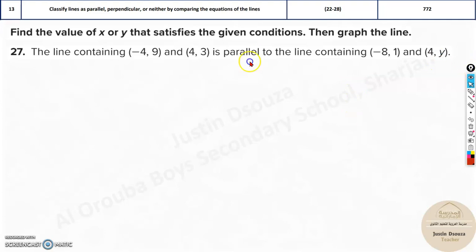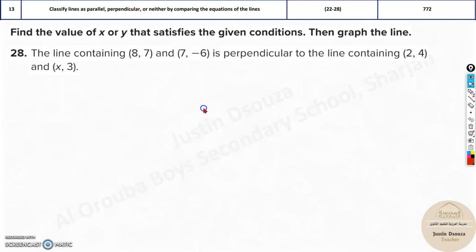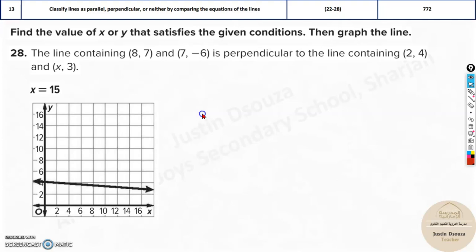Over here, y is unknown. Parallel is very easy. Why? Because the slope is the same. And now this is the line. Same way, try the other problems by yourself and then check for the answers.